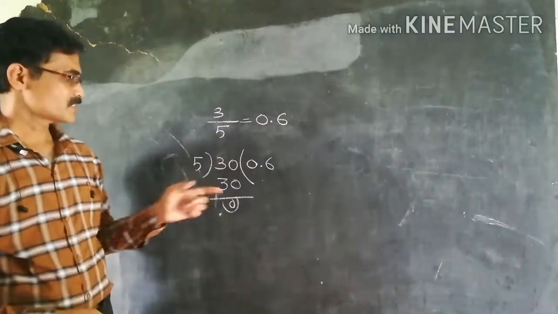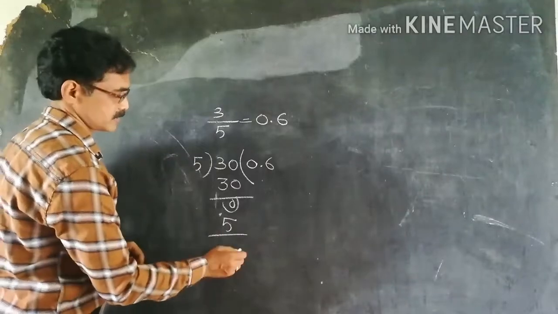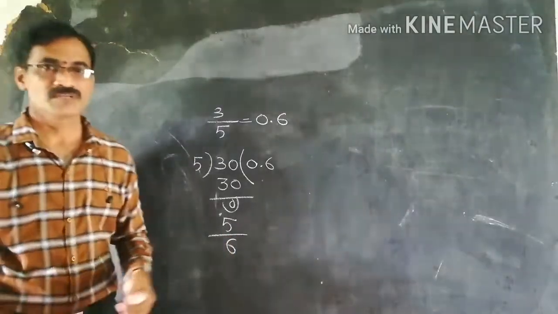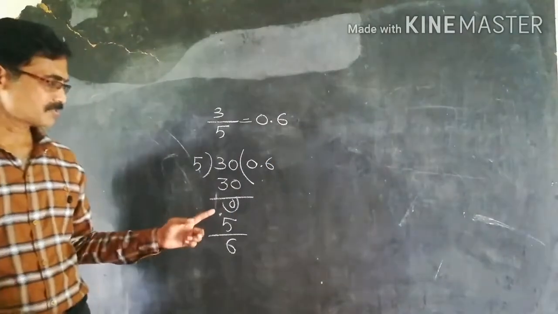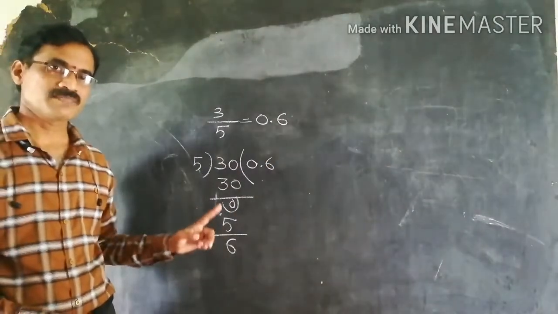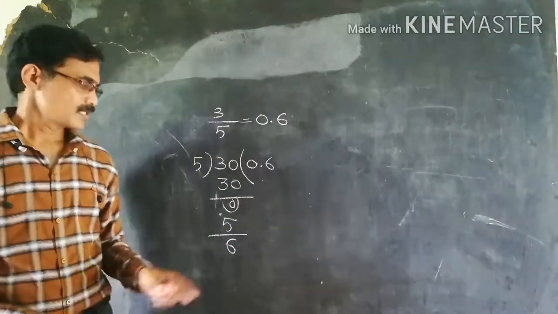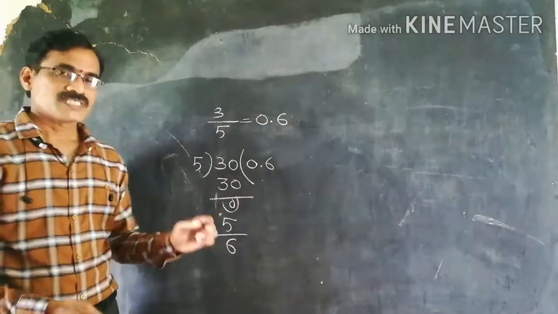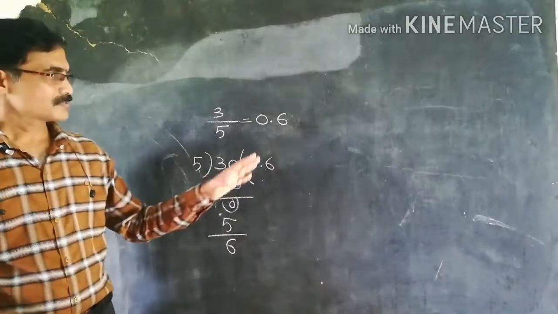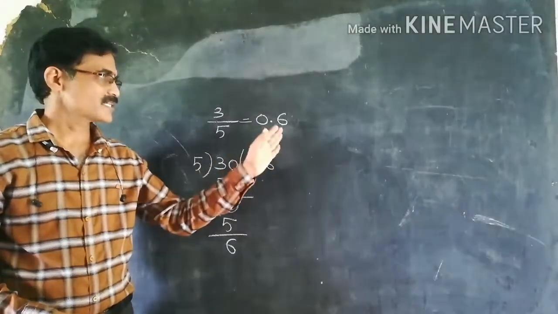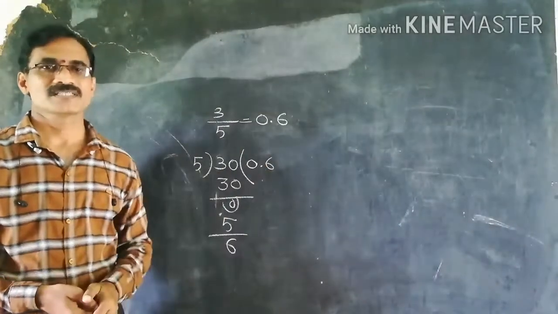In this way, if you take one more example, 5 by 6, how can we represent this rational number in decimal form? Just you have to divide the numerator by the denominator, then you will get the decimal part. So in this way we represent the rational numbers in decimal form. And conversely, decimal to rational numbers also we can write.